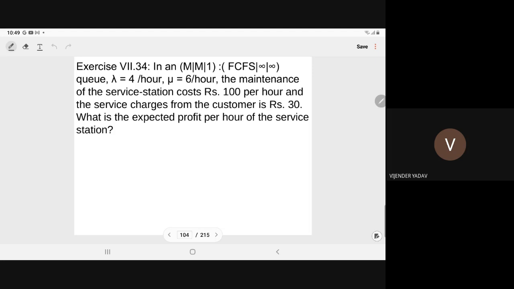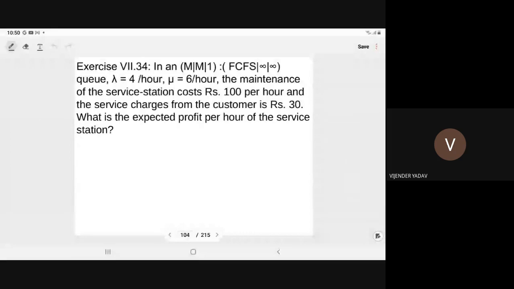Just the last question. It is a very small question. In an MM1 FCFS infinity infinity queue, lambda is given as 4, mu is given as 6. The maintenance cost of the service station is rupees 100 per hour, and the service charge from the customer is rupees 30. What is the expected profit per hour of the service station? So who will give the revenue or money? Those who get the service, so the service charge from the customer is rupees 30.